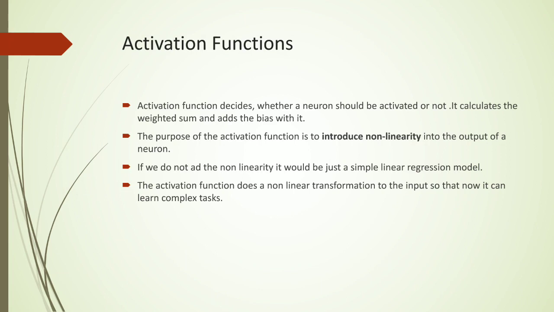Activation function decides whether a neuron should be activated or not. It calculates the weighted sum and adds the bias with it. If I see the term bias, for example, if you have a normal model y is equal to mx plus b, where b is called the bias. The purpose of the activation function is to introduce a non-linearity in the output of the neuron.